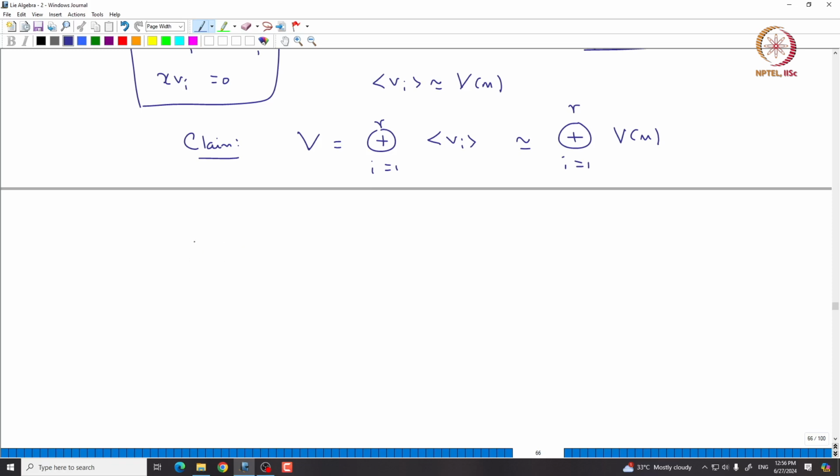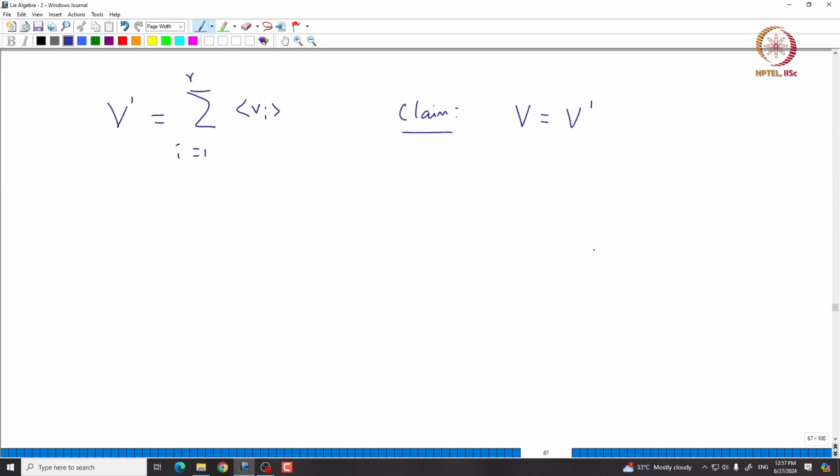Let's take this sum of V_i, i ranging from 1 to r, as some V'. So, first claim is V equals V'. Suppose not, then V will be strictly containing V', that will force that V modulo V' is a non-zero space.